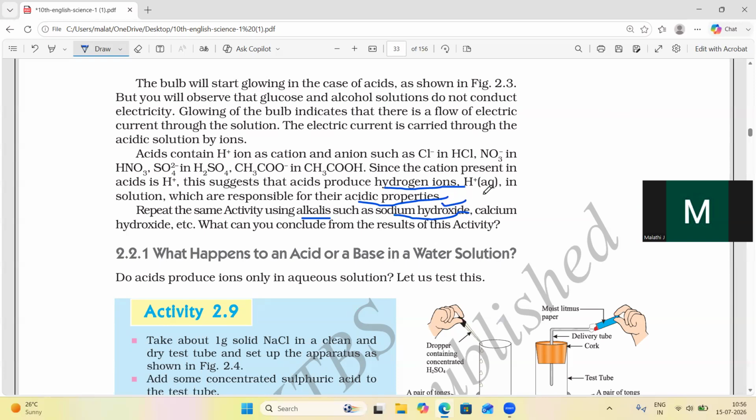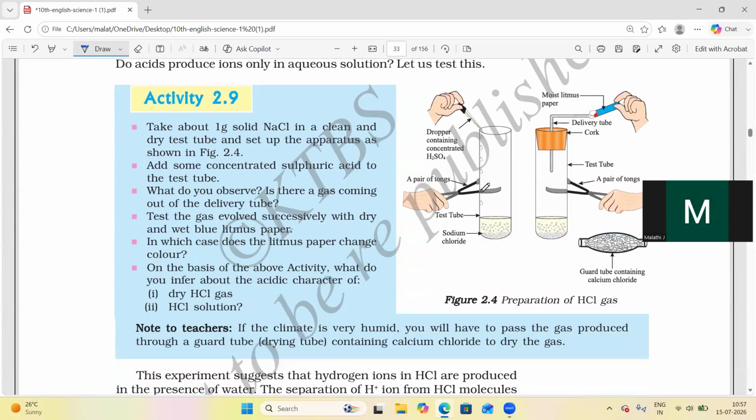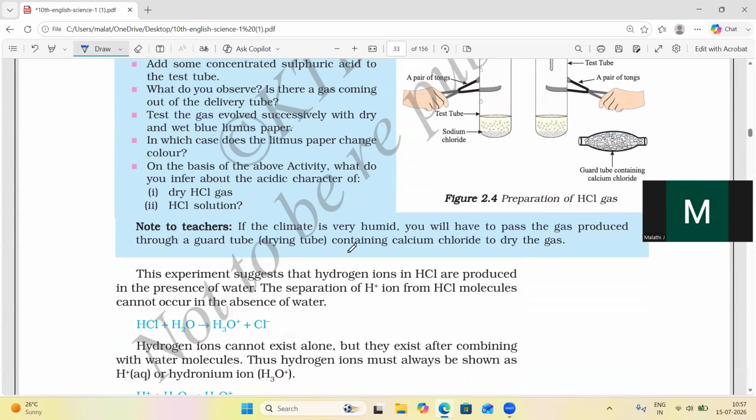Sodium hydroxide will conduct electricity. That is the basic solution. Here it will liberate the ions in water. What happens to an acid or base in a water solution? So what will happen if we take a salt? It liberates ions in the presence of water. So understood what will happen?